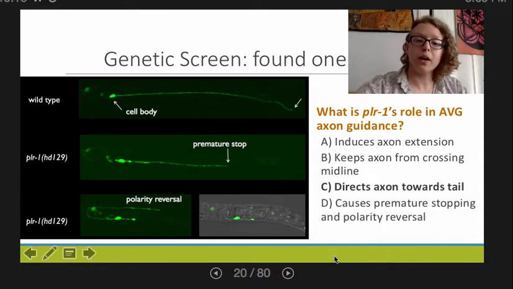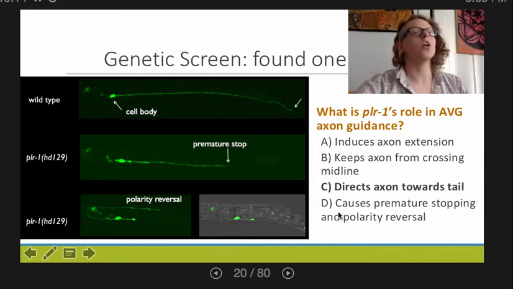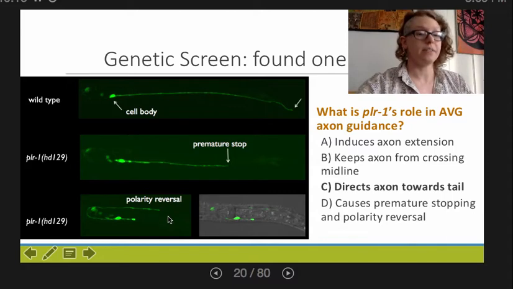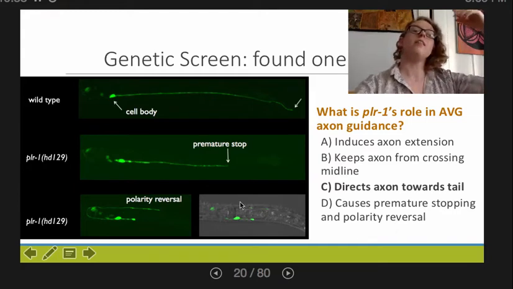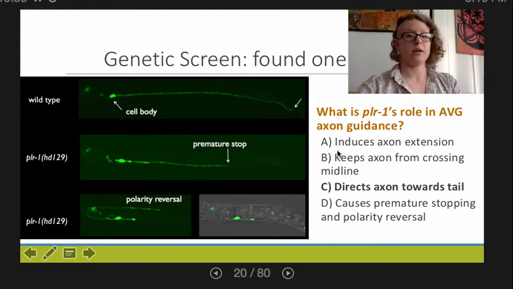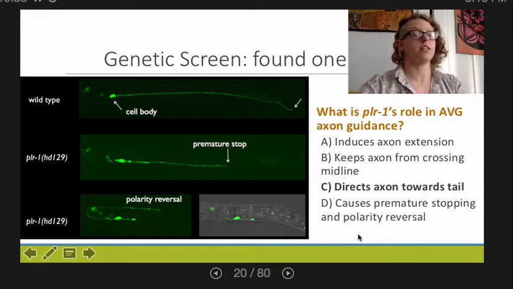And I made a big point of putting that D in there to emphasize that PLR1 does not cause these defects. PLR1 is the gene name. The mutant allele causes these defects. So essentially, PLR1 prevents these defects. And if you remove PLR1, if you knock it out, if you mutate it, then you're going to see these defects. Mutating this gene causes these defects. The gene itself prevents them.